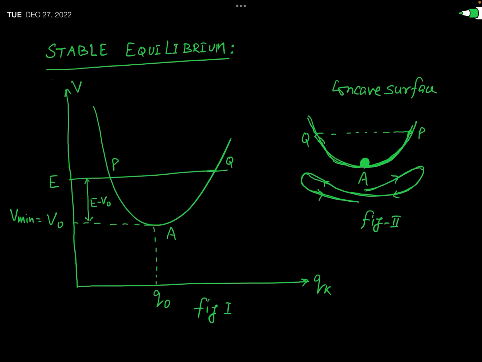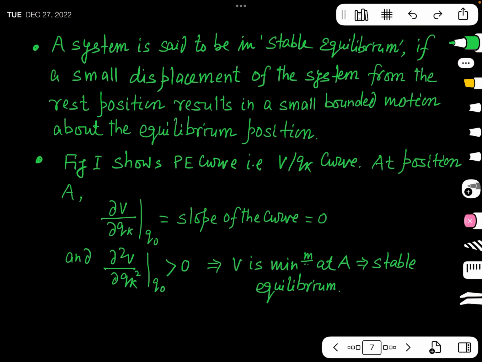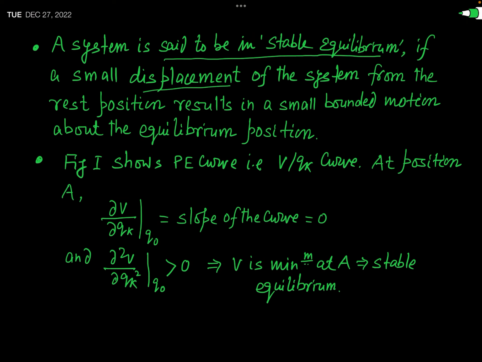In fact, if a particle performs a bounded motion about a particular point, that very point is actually the stable equilibrium position of the system. So you can say that this position A in figure 2 is the stable equilibrium position. Okay. I have mentioned this fact here. You can see that a system is said to be in a stable equilibrium if a small displacement of the system from the rest position results in a small bounded motion about the equilibrium position.